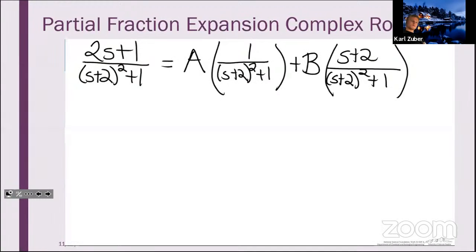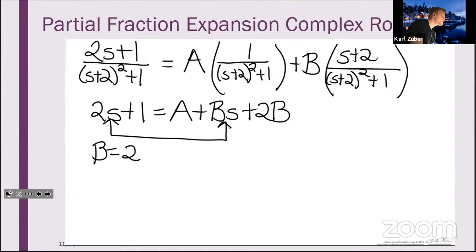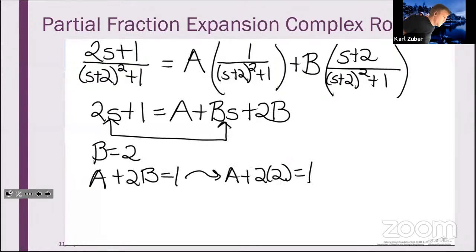So if we look at what we have here, we have that 2s plus 1 is going to equal a plus bs plus 2b. By looking at this, we see the fact that the only s term on the right-hand side is bs, so therefore that tells us that b equals 2. And what's left with the constant terms is that a plus 2b equals 1, which means the fact that once we substitute in what b is, that tells us that a equals -3.